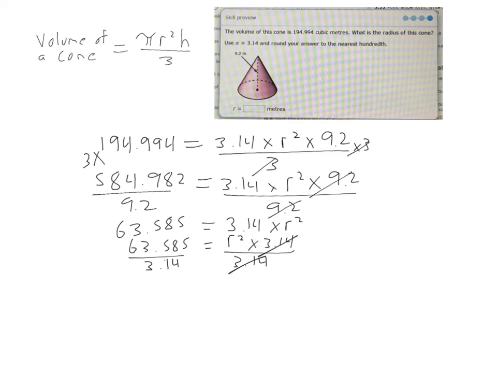So in my calculator, I'm going to do 63.585 divided by 3.14. Calculator says that is 20.25 equals r squared. So now you might be saying, Ms. Cooper, I don't know what times what equals 20.25.